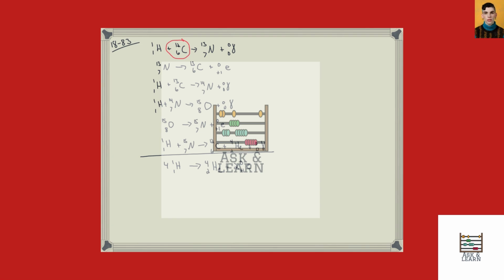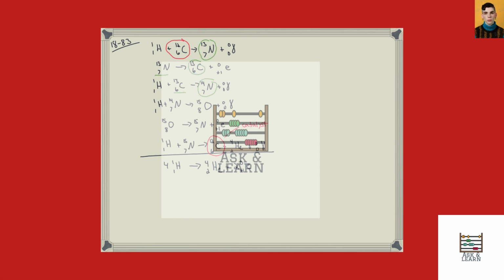For part A, it asks us to identify the catalyst. The catalyst is going to be something that was consumed and then later recreated in the mechanism. If we look closely, we see that carbon-12 was consumed in the first step and later recreated in the last step. This would then be our catalyst.